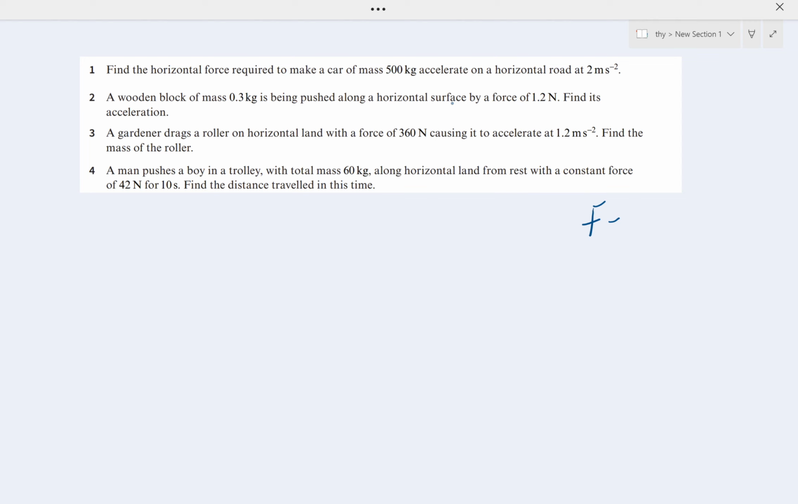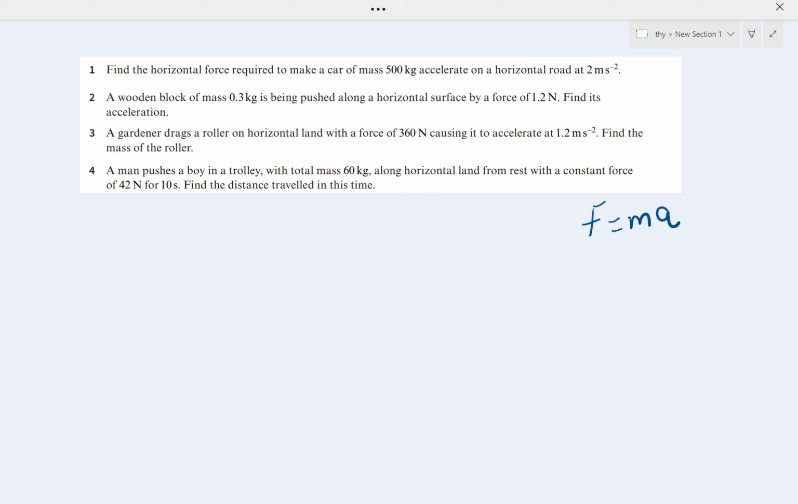So we've got a few questions here on Newton's second law working with inertia, or the F equals ma equation. And let's see how we can do it. Question 1 says: find the horizontal force required to make a car of mass 500 kilograms accelerate on a horizontal road at 2 meters per second squared.